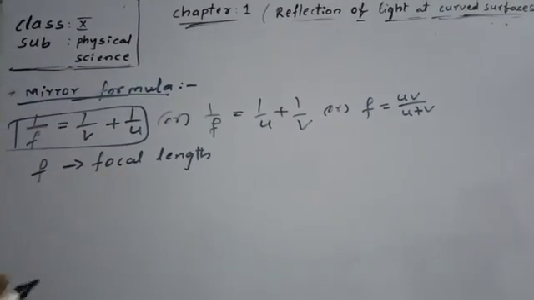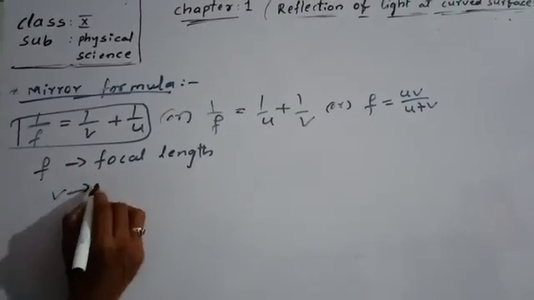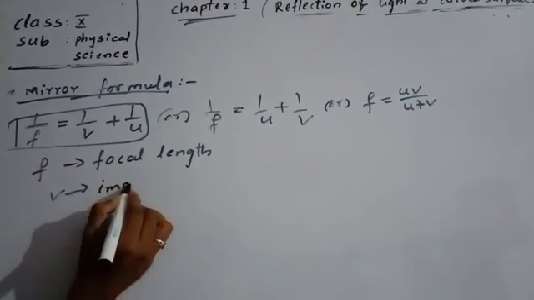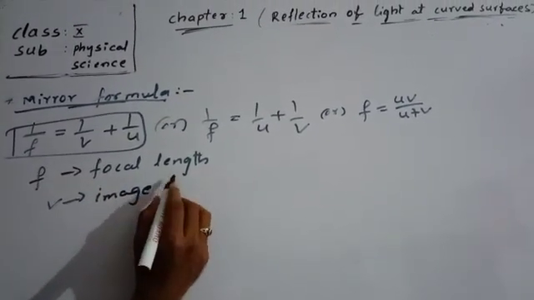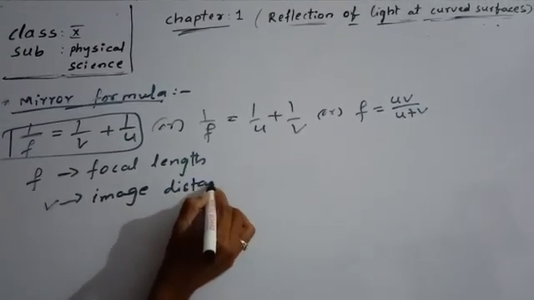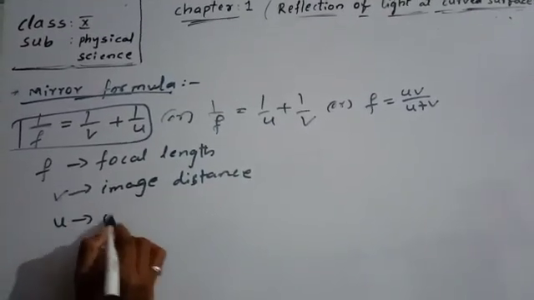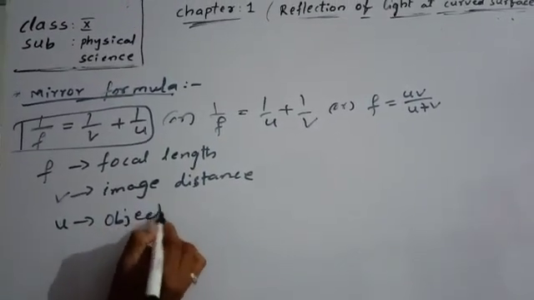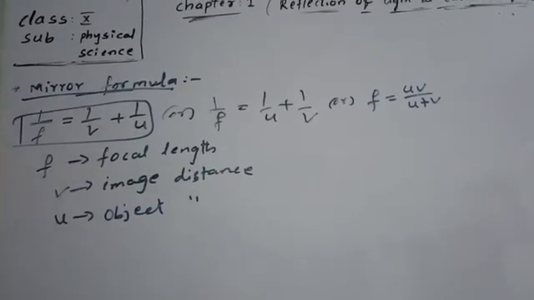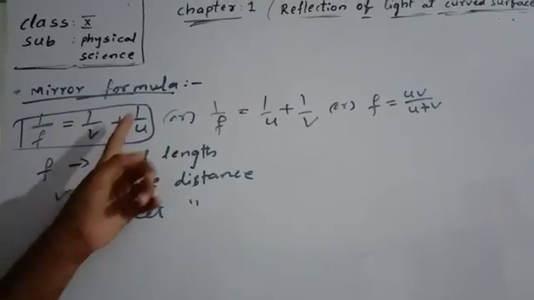F means focal length, and V means image distance. U means object distance. You have to remember the mirror formula. What is that? 1 by f is equal to 1 by v plus 1 by u.